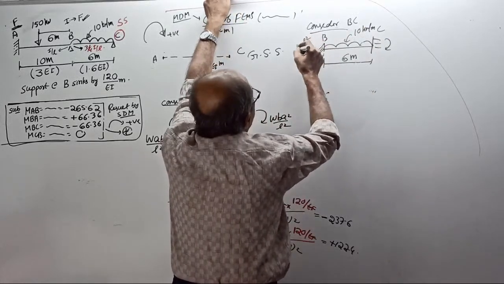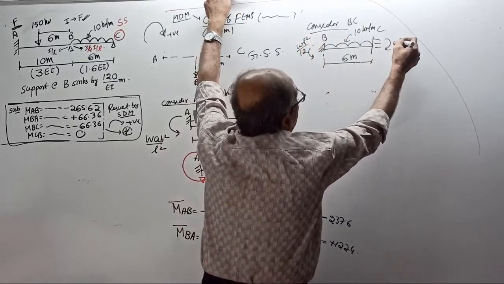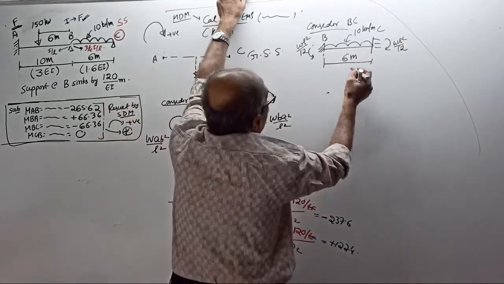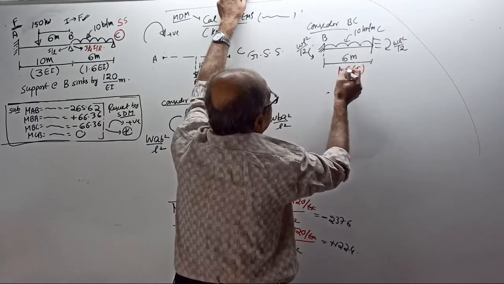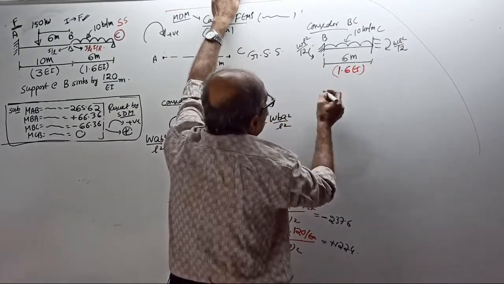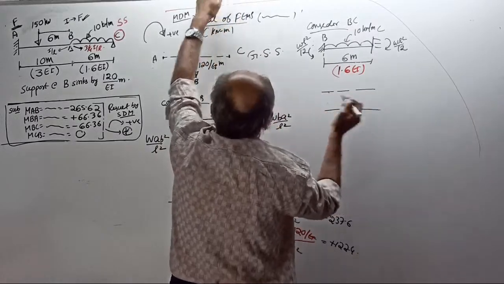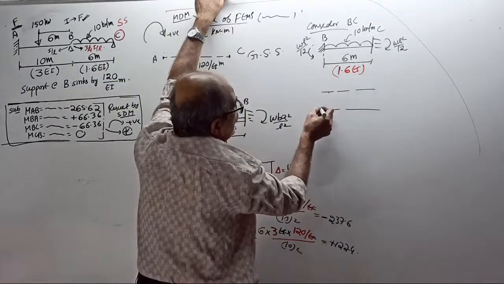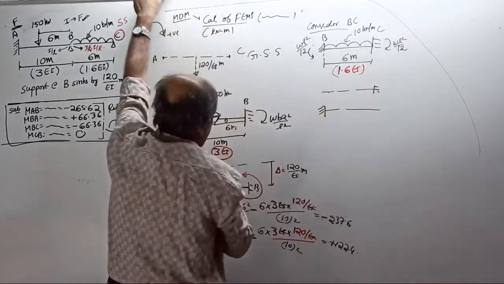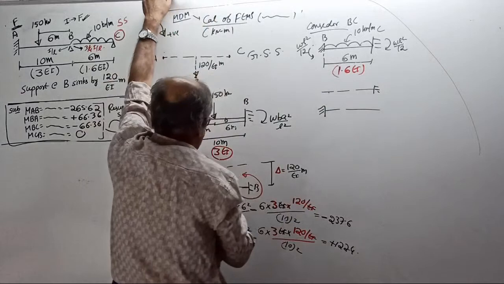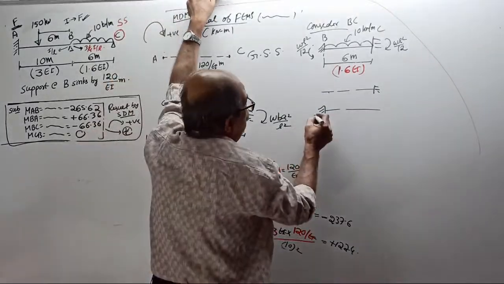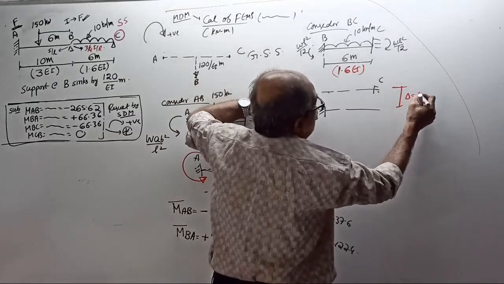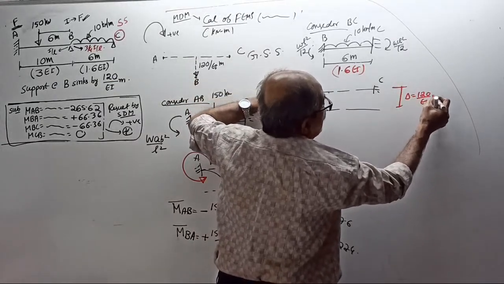Both are WL square by 12. Then it also has 1.6 EI, don't forget. Now draw two parallel lines. Observe the sketch: B is below, C is above. Now see, reversed. When I do AB, here the left side is above, the right is below. Now B is below, C is above, and the delta is once again 120 by EI meter.